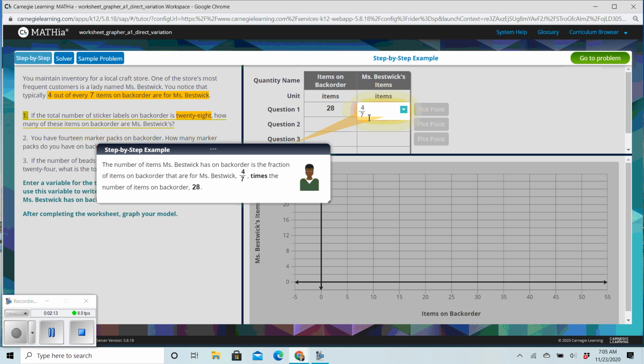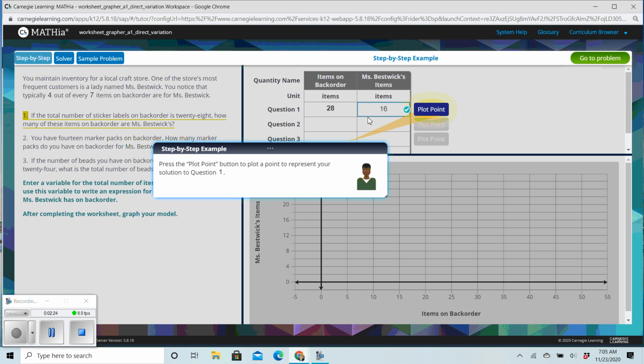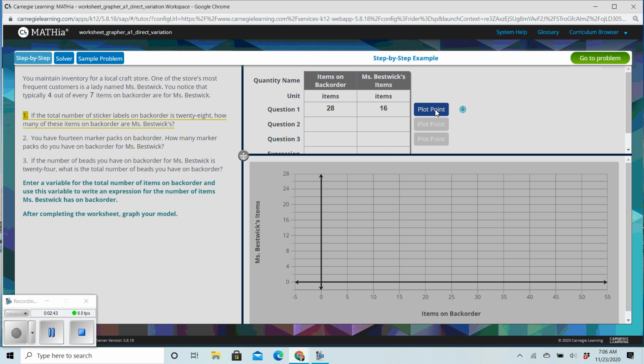To do the multiplication symbol, you can either do parentheses, but I would recommend just doing Shift 8 and getting your little dot. And then you're going to type in 28. Hit enter, and you're going to notice that it actually solves it for you. So again, the ultimate goal here for MATHia is they're just trying to see if you know how to set up the equation correctly. They're not wanting to know can you multiply or divide. Right now, we just want to know, can you set up the equation correctly? If you did, you'll be sent to plot the point.